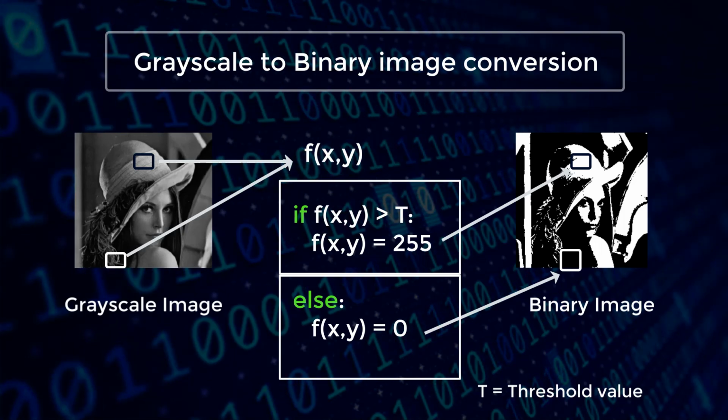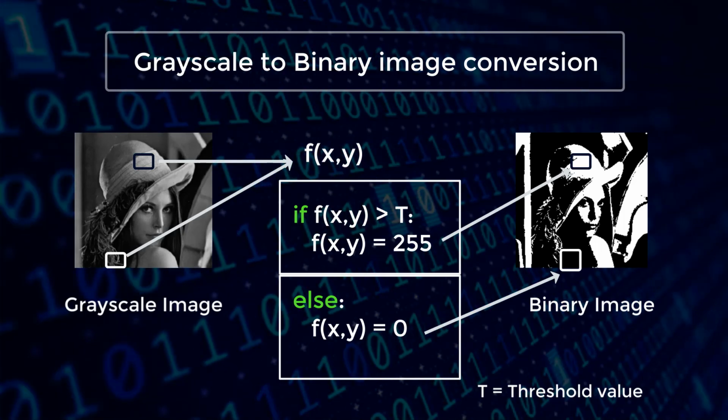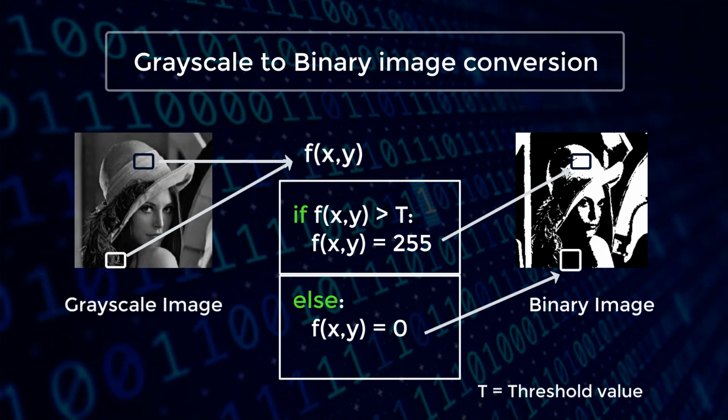Threshold can also be computed automatically based on the grayscale pixel distribution, which we will discuss in our upcoming videos.